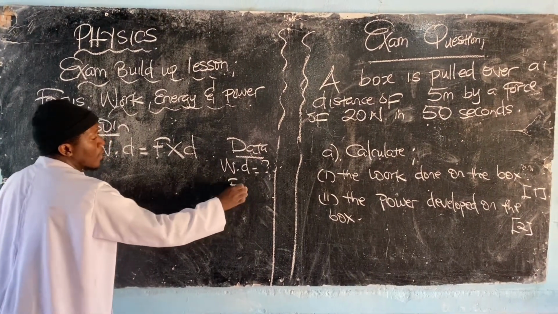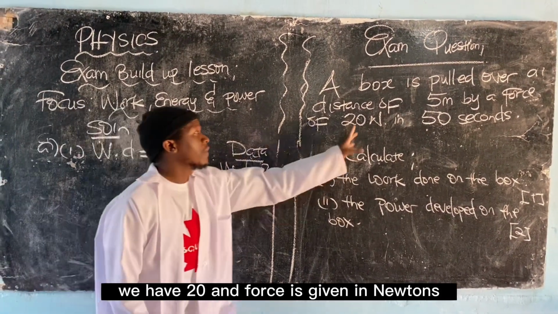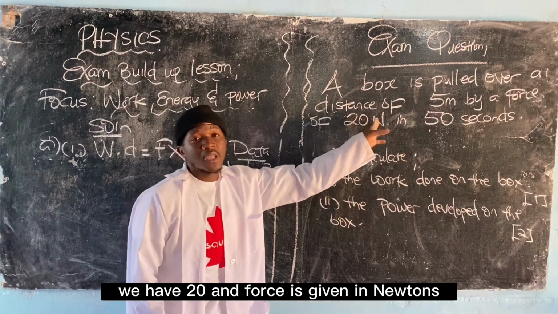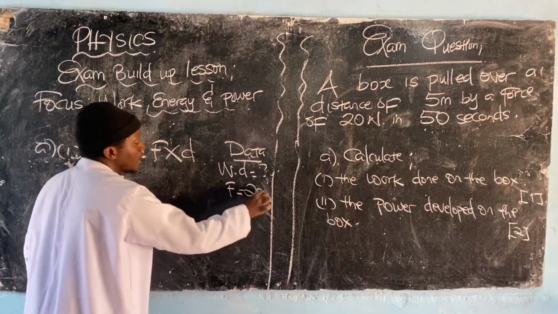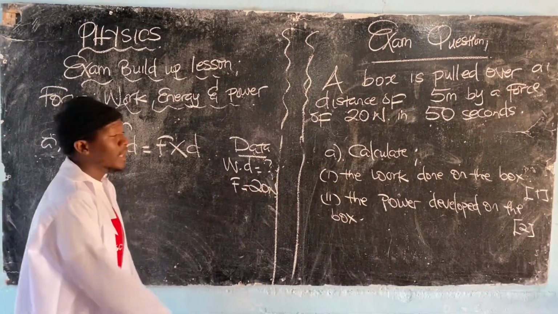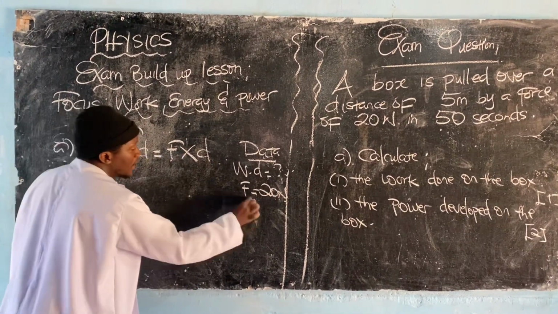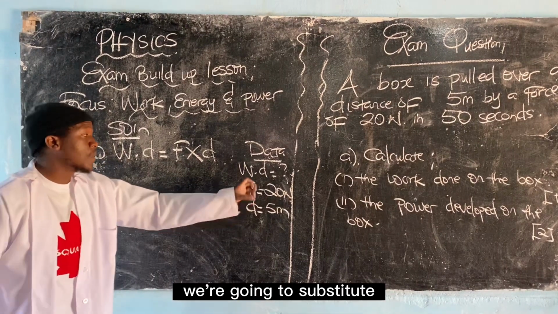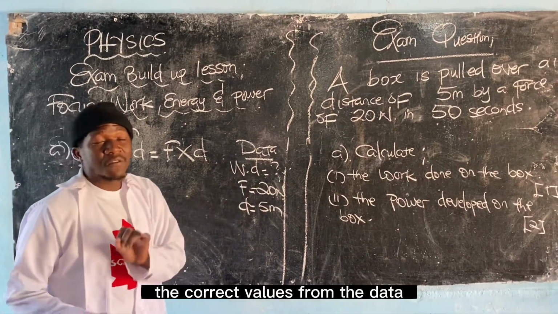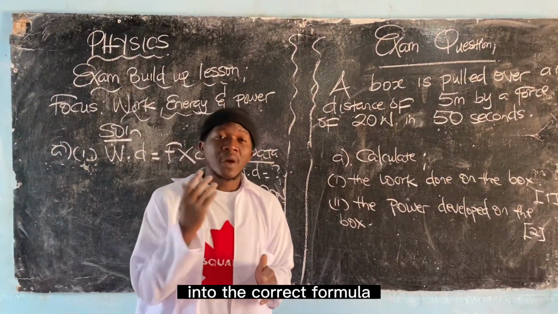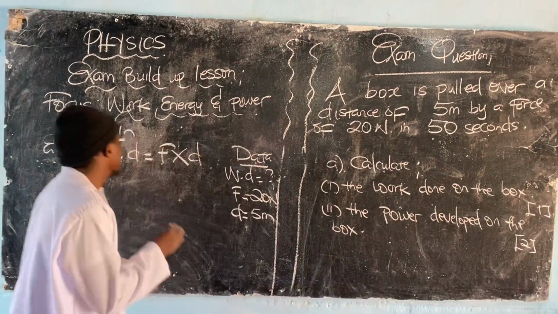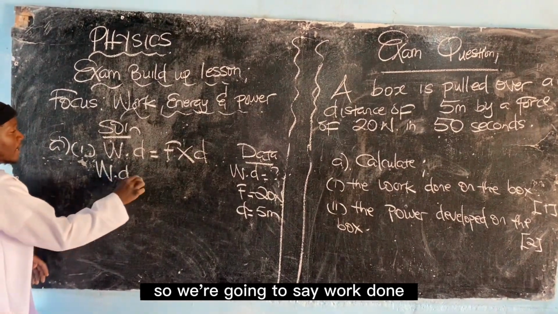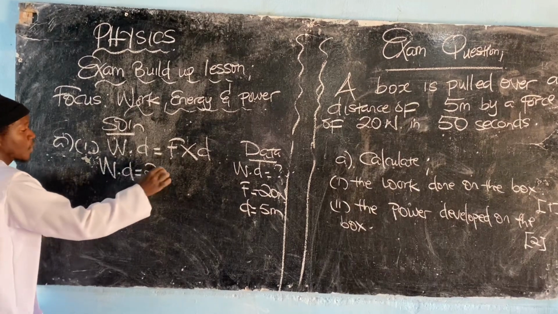Then on the force, we're going to go back to the question. We have 20 and force is given in newtons. So I'm going to write 20 together with the newton being the exact units. Then for D, we're going to say 5, then meters. Having done that, we're going to substitute the correct values from the data into the correct formula in the correct positions. So we're going to say work done equals, on force, we're going to say 20.